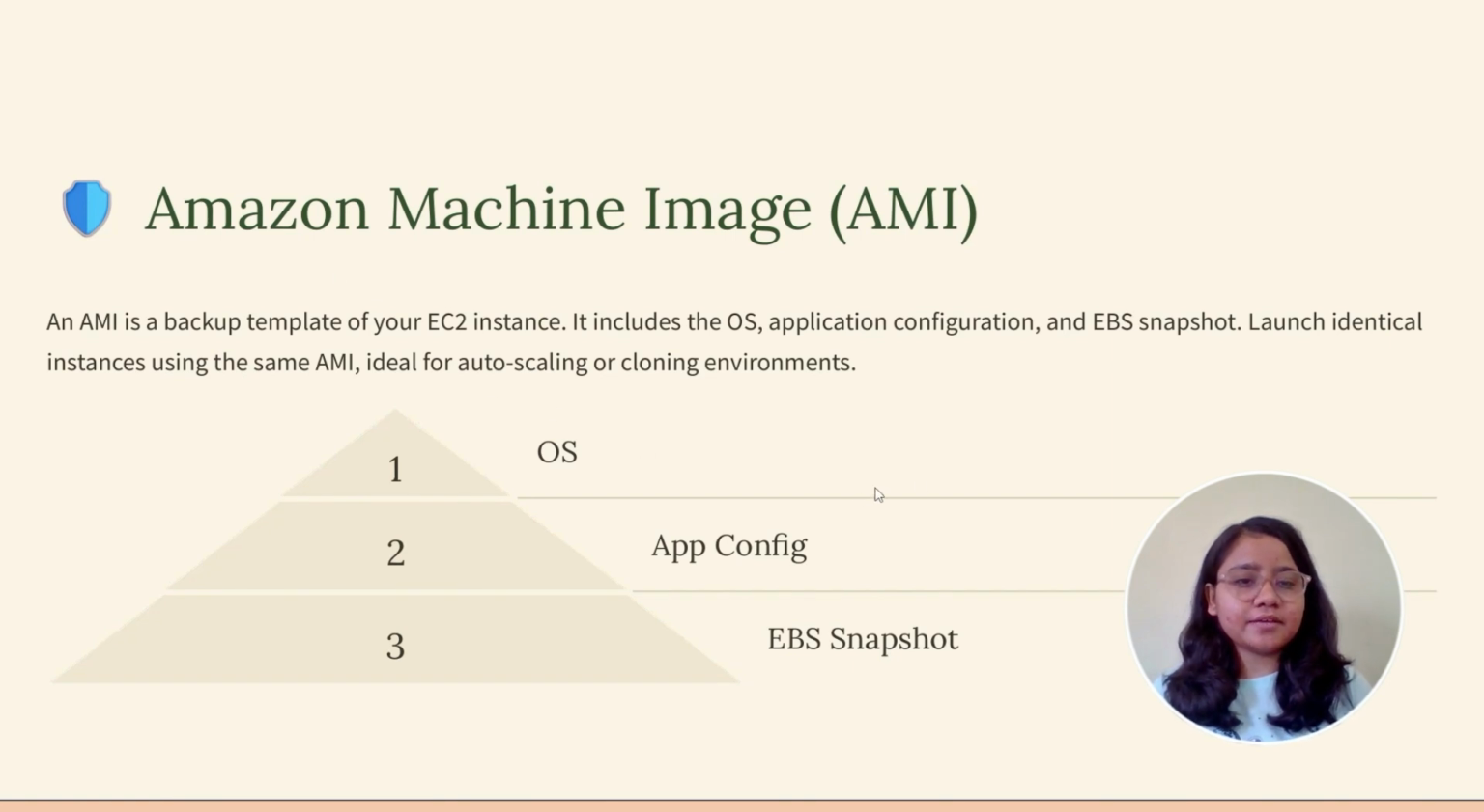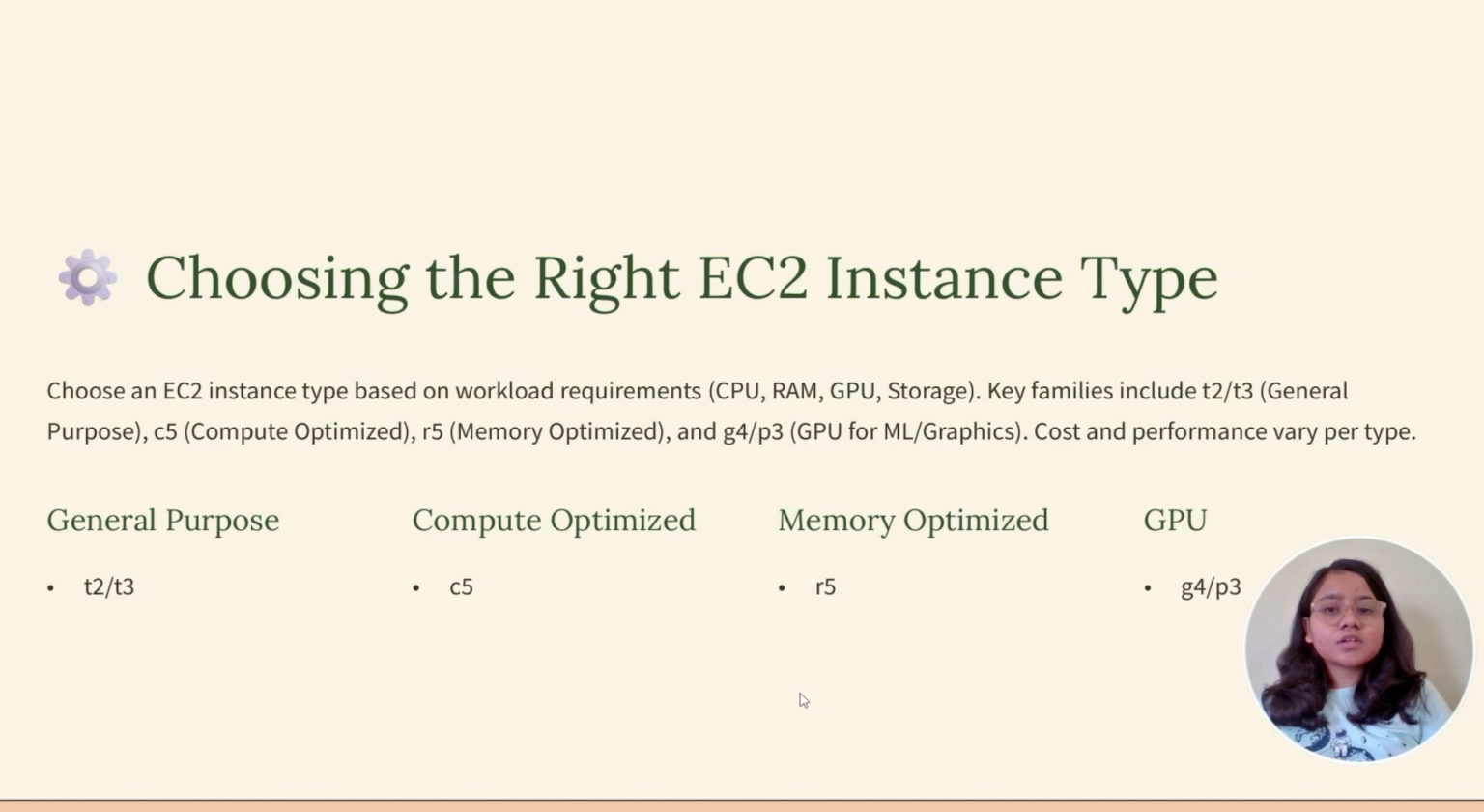That's all about AMI. Basically, AMI is a backup template of your EC2 instance, including operating system, application configuration, and EBS snapshot. Now, let's talk about EC2 instance types. EC2 offers many instance types based on different workloads. Workload means CPU, RAM, GPU, or storage. The key families include T2, T3 general purpose, C5 compute optimized, R5 memory optimized, and G4 or P3 GPU for ML and graphics. Cost and performance vary per type.